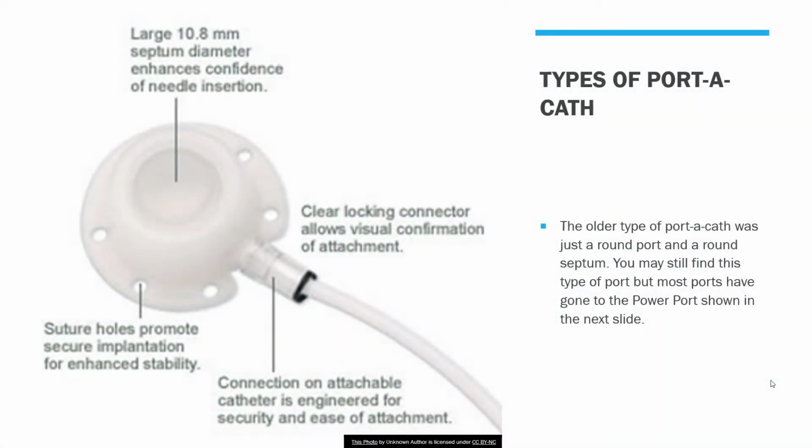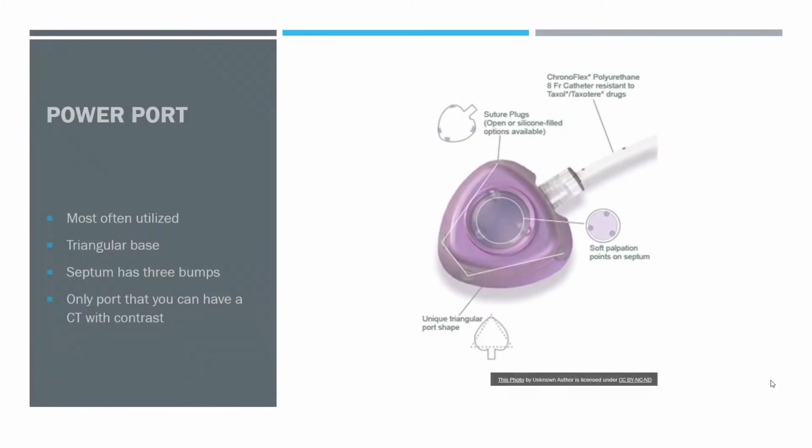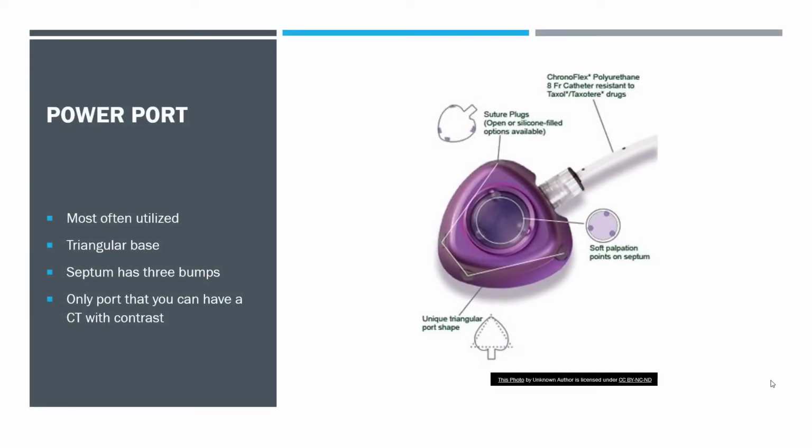This is an example of an older type of portacath, which is just a round port with a round septum. You will still find this type of portacath, but most have gone to the power port shown in the next slide. And this is an example of a power port. It is triangular in shape. The septum has 3 raised bumps, and it is the only port that you can do a CT contrast with.